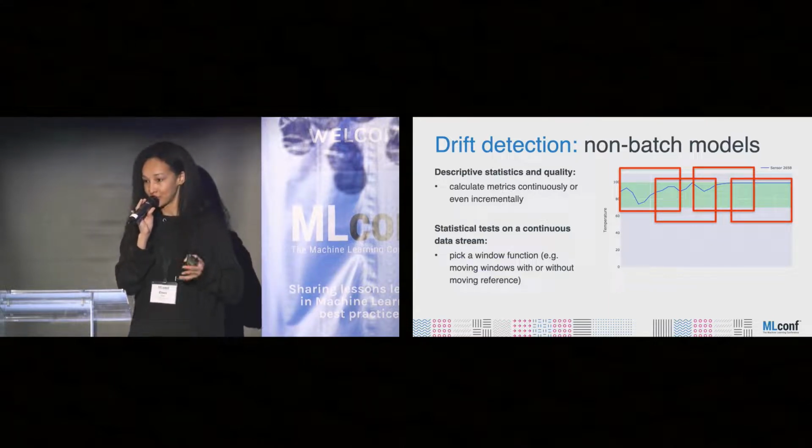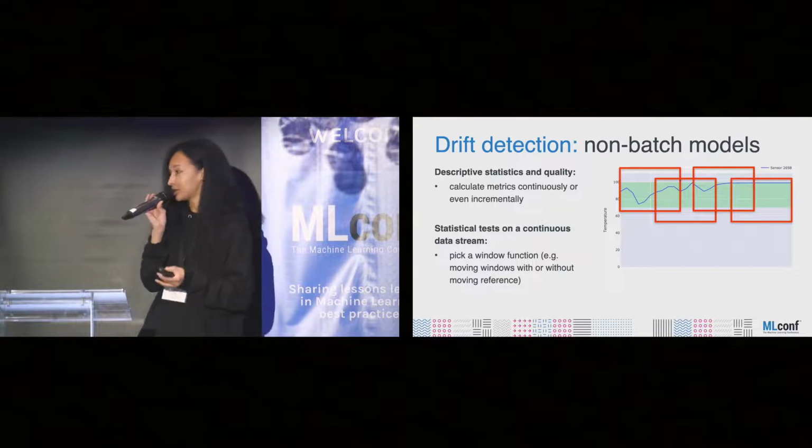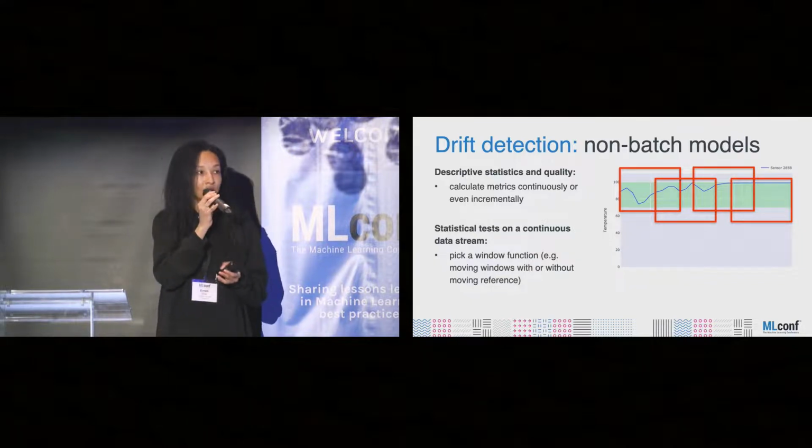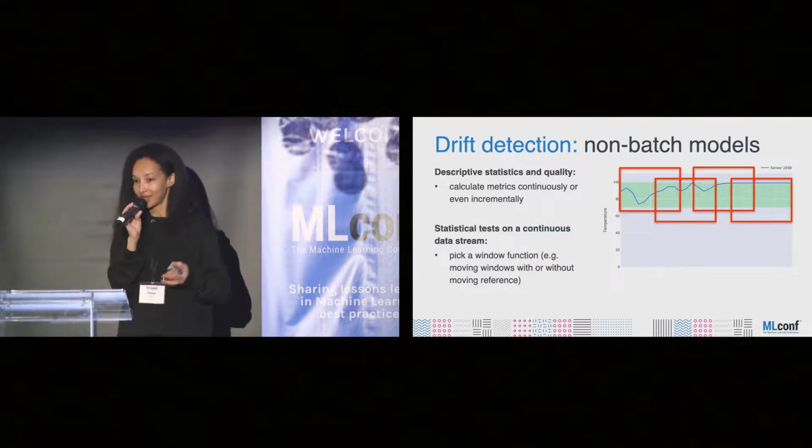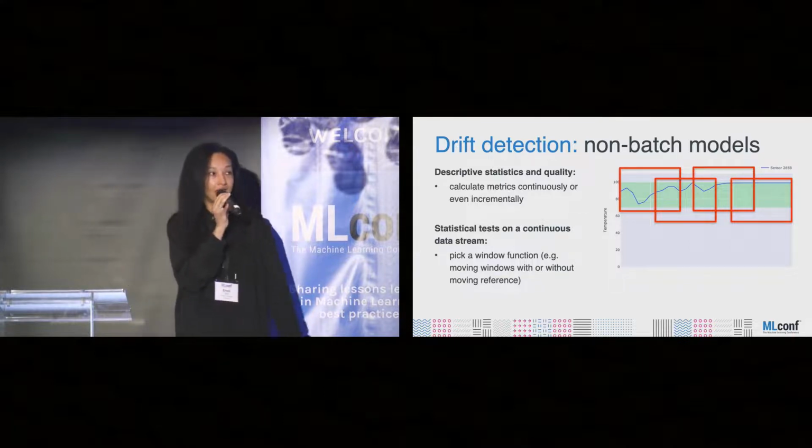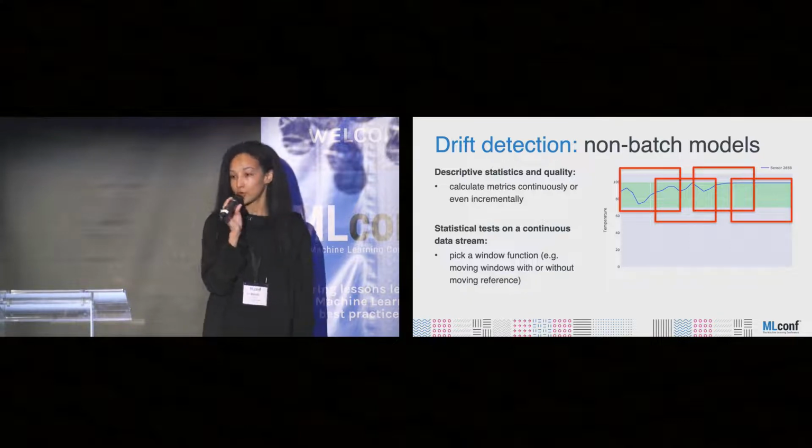The second big problem with drift detection is non-batch models, because to apply statistical tests, we basically need two samples, right? So the reference and current data, let's call them like this. But when you have a continuous data stream, how to generate the second data set, right? Because you have a stream of data. And here I would suggest to use some window function.